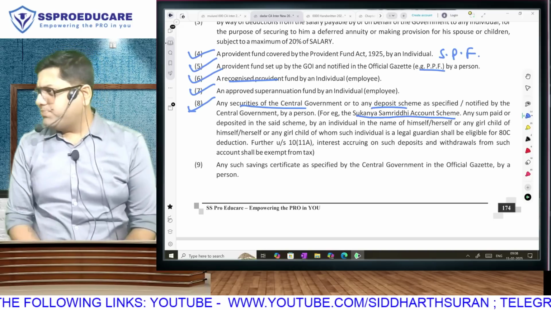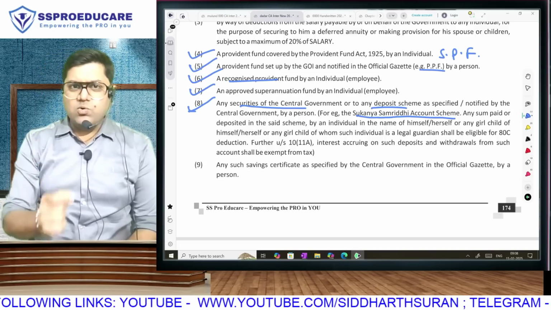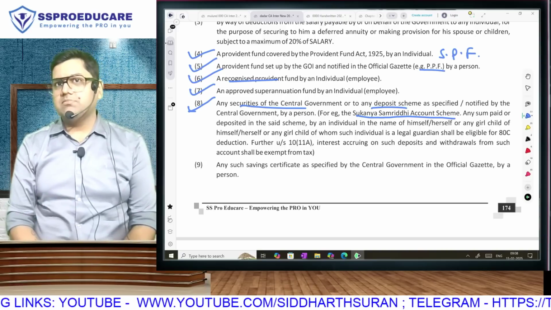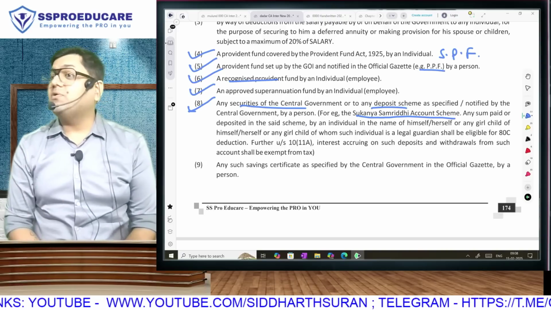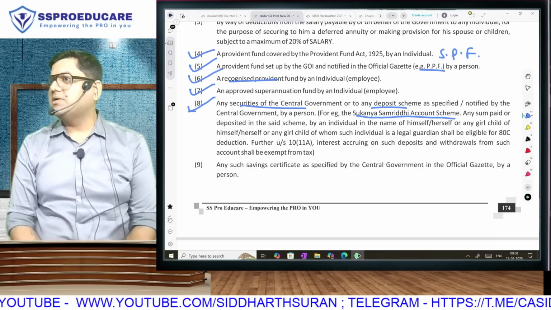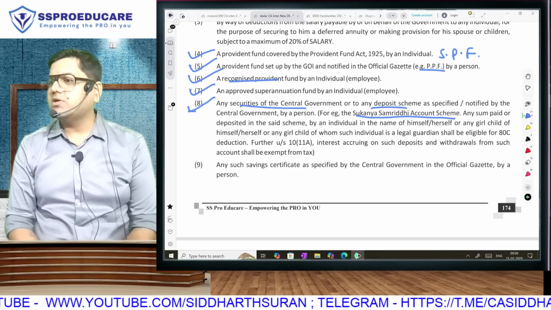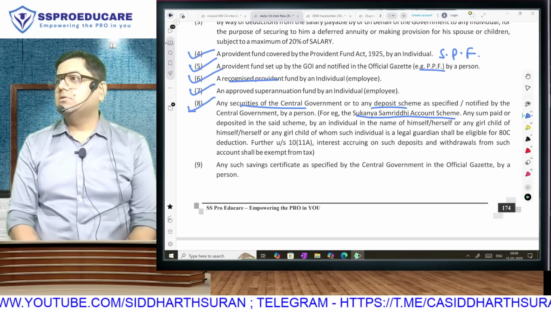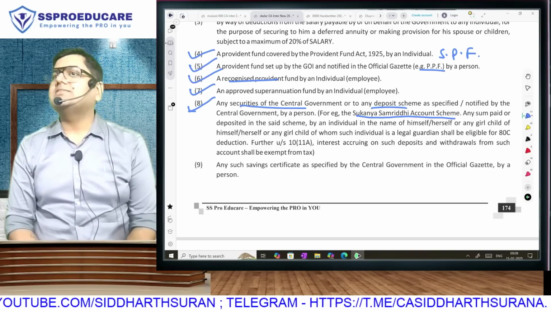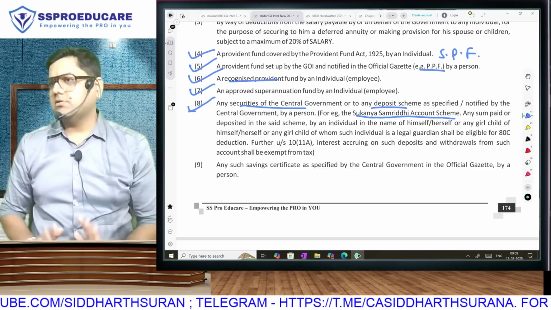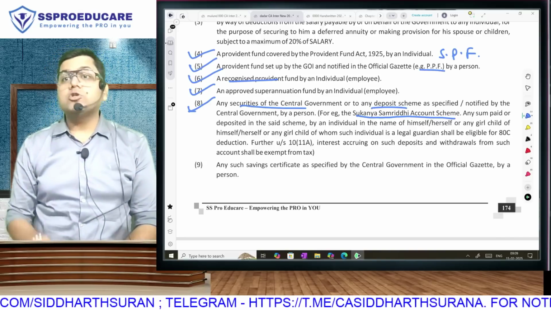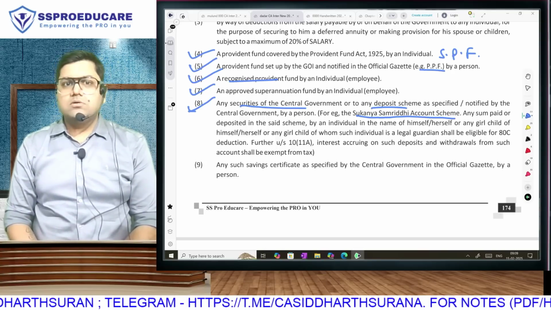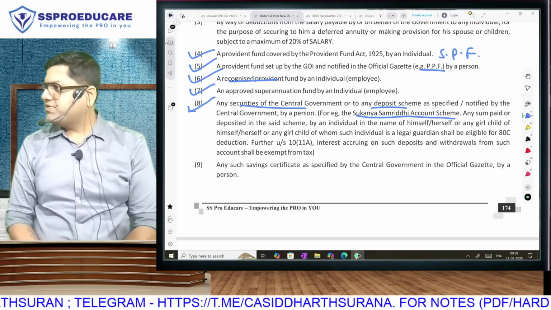If I have to tell you in brief what this scheme is, anybody who has a girl child under the age of 10 can be a subscriber to this scheme. You have to pay every month 1,000 rupees. What is your monthly investment? 1,000. So what's your annual investment? 12,000. This you will do for 14 years. 12 into 14, 1,68,000 is your total investment. 14 years, 168 you have invested.